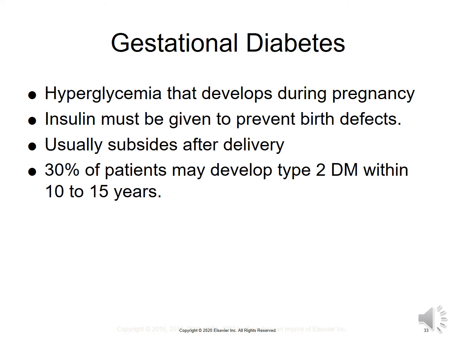Gestational diabetes, this is where you have high glucose during pregnancy. Insulin has to be given. They do not take oral medications at this time. Even if they were taking oral medications for type 2 diabetes before they became pregnant, they will be switched over to insulin during pregnancy. Okay, and it's found that many of those with gestational diabetes will develop type 2 diabetes within 10 to 15 years after their pregnancy.